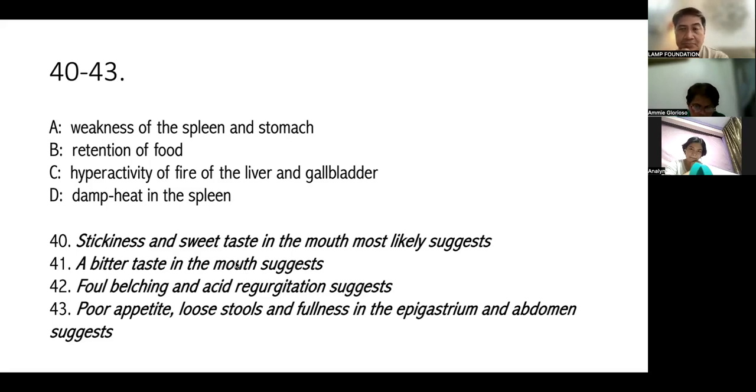Doc, may question po ako dyan sa number 40. Kasi po, tiningnan ko po yan, parang po yung difference ng damp heat and damp cold in the spleen. Pero hindi ko po alam kung accurate, kasi lagi ko pong ginagamit yung Me and Chi po na site. Dun po sa Me and Chi, pag damp cold, yun yung sweet. Pag damp heat po, bitter. Bakit naging bitter ang damp heat?